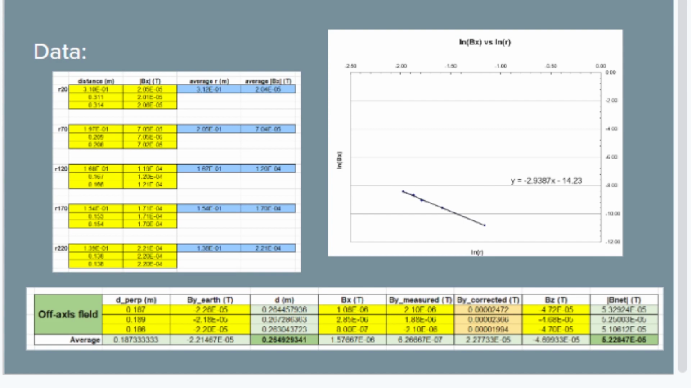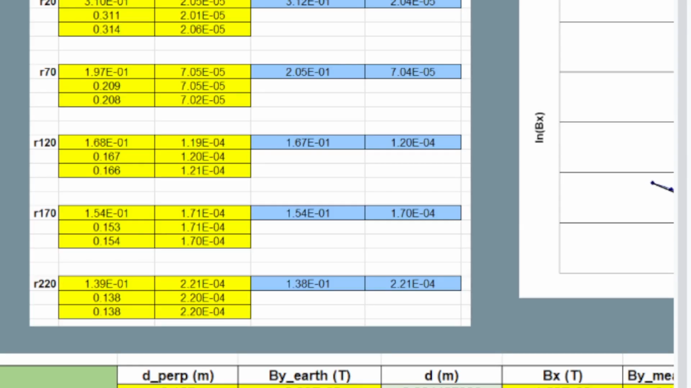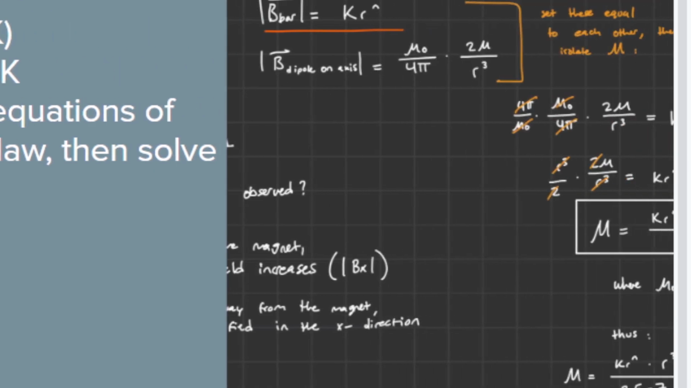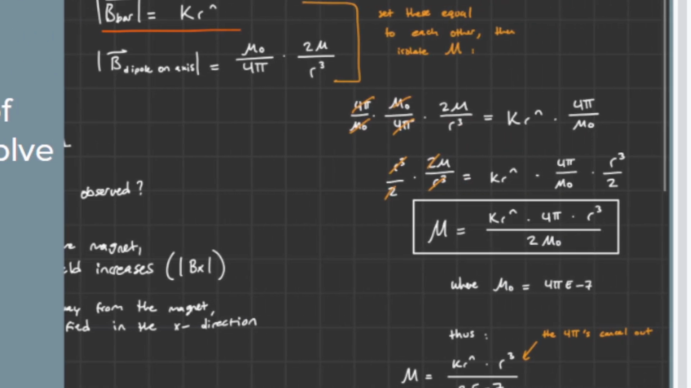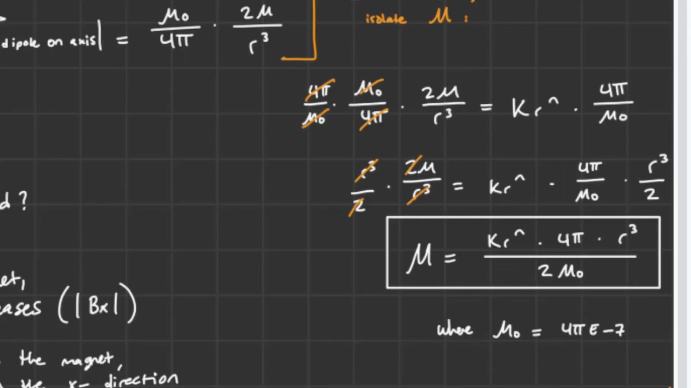Here's my calculation for mu. Remember that y-intercept from earlier? All we have to do is take e to the power of the y-intercept, then set the equation for B bar and the equation for B dipole on axis equal to each other. From here, we know what k is. We know what r is. We assume it to be 1. We know what 4 pi over epsilon naught is, or epsilon naught over 4 pi is. From here, we can just solve for mu.